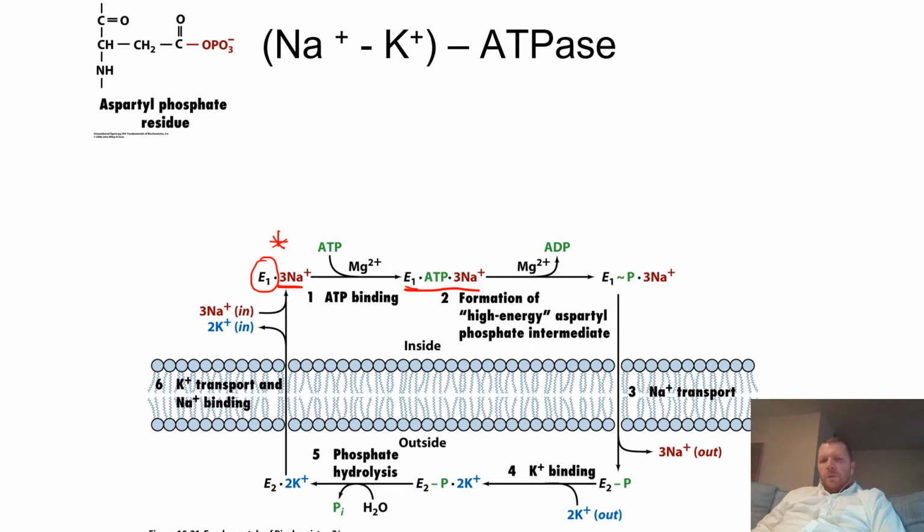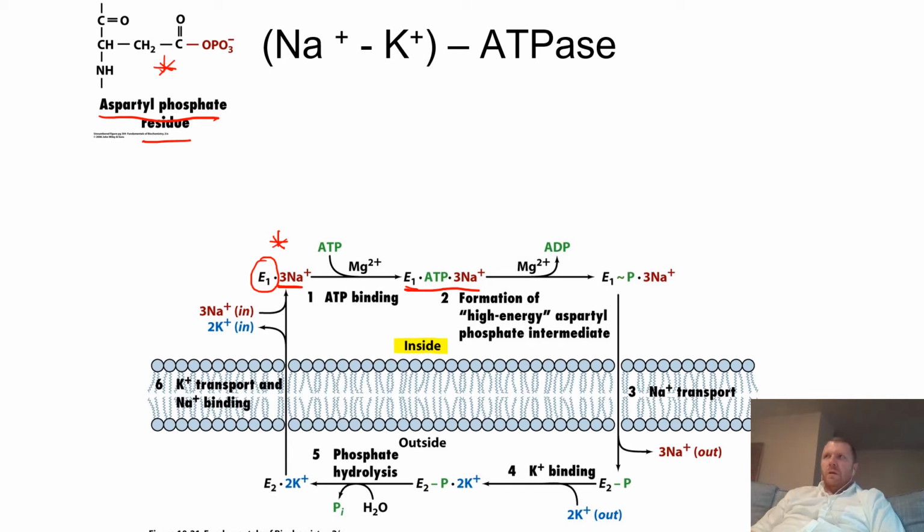Now, one thing I got ahead of myself on: we are inside of the cell because we've got our sodium ions inside the cell that we want to get outside of the cell. So we're going to, inside the cell, bind ATP after we've already bound 3 sodium ions. Once that happens, we can take that ATP molecule and transfer one of those phosphates to an aspartic acid. We'll form an aspartyl phosphate residue.